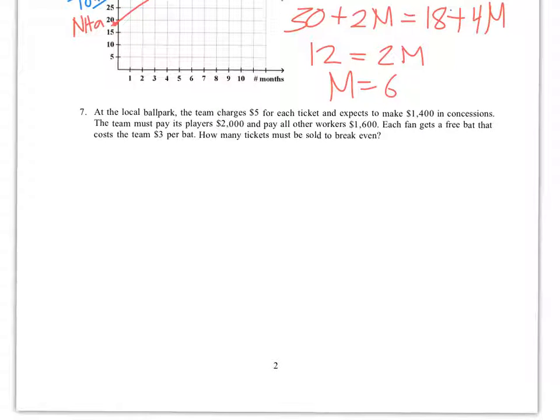Okay, we've got a ballpark question. $5 for each ticket and 1,400 concessions. Must pay $2,000 and each worker's $1,600. Each fan gets a free bat that costs them $3 per bat. How many tickets must be sold to break even? So here's a profit question. Break even means you don't lose any money. So we're going to talk about income and expenses, and our goal is going to be to make those equal to each other.